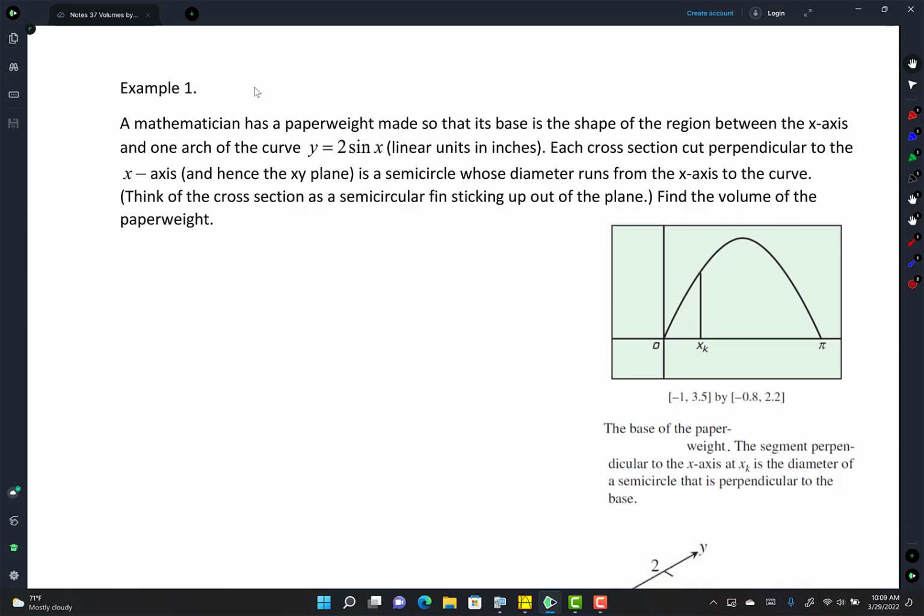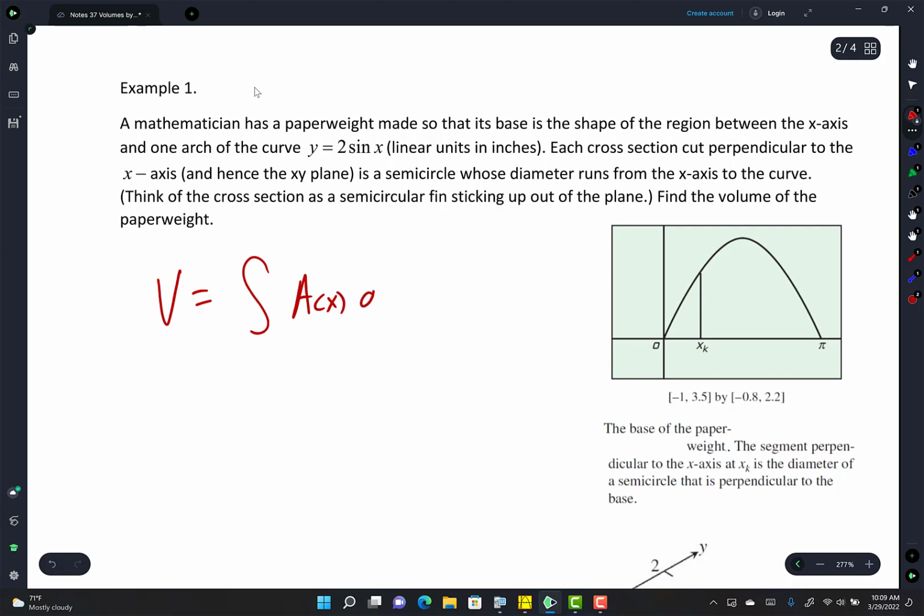Okay, look how easy this is. All you got to do is integrate your cross sections. That's it, and that's how you find your volume. So, how do you find volume? Here's your formula. Volume is the integral of your cross sections. Why will this be volume? Well, think about it, guys. This is area. And if you're multiplying by that dx there, won't that give me volume?